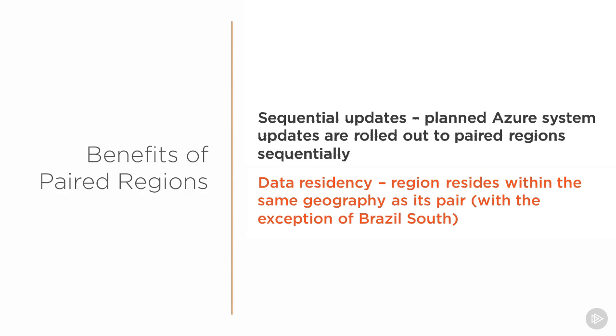And then finally, in terms of data residency, basically what this means is a single region resides within the same geography as its peer partner or its pair partner. There's one exception to that, which is Brazil South at the current time. But this is good in those scenarios where you need to meet data residency requirements or tax and law enforcement jurisdiction purposes, things like that. So now that we understand the benefits of paired regions, let's jump into the documentation and we'll take a look at how you can figure out which regions are paired together.